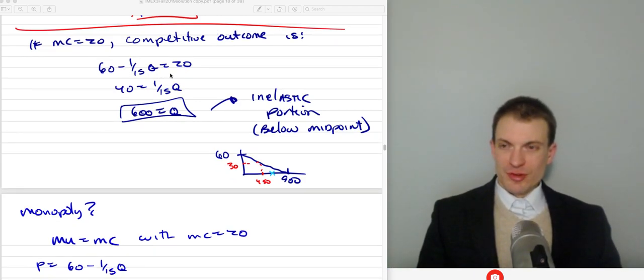So let's set inverse demand equal to marginal cost. Price is equal to marginal cost. 60 is equal to 1/15th Q. So we'd get a quantity of 600.